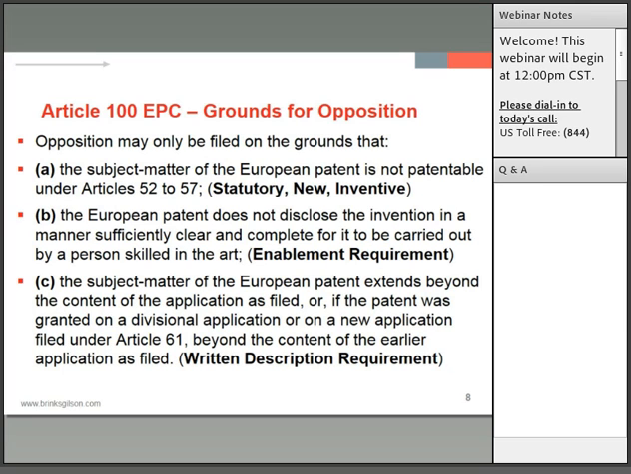And what we are talking about today is Article 100C, on which the opposition can be based, which is very popular in oppositions. That's what's called, in the U.S., the written description requirement. And in Europe, it reads that the ground could be that the subject matter of the European patent extends beyond the content, which is the disclosure of the application as filed, or, if the patent was granted on a divisional application, that it goes beyond the content.